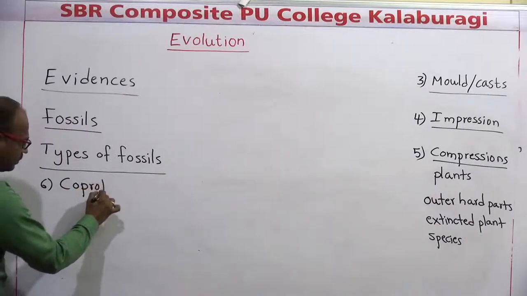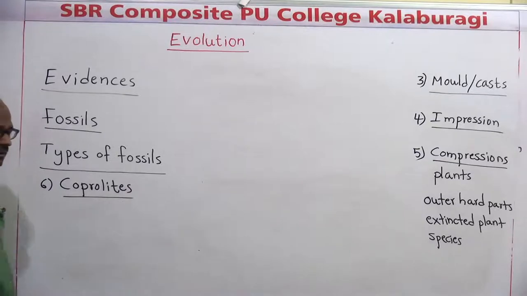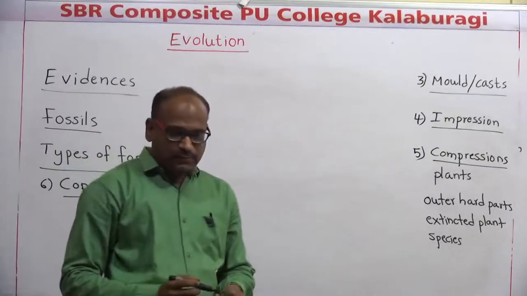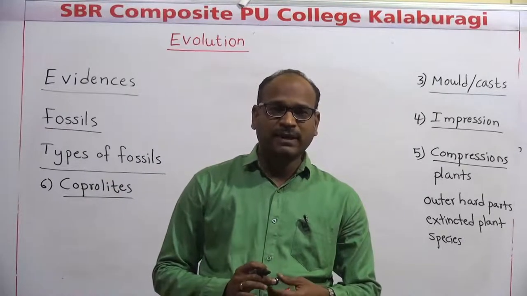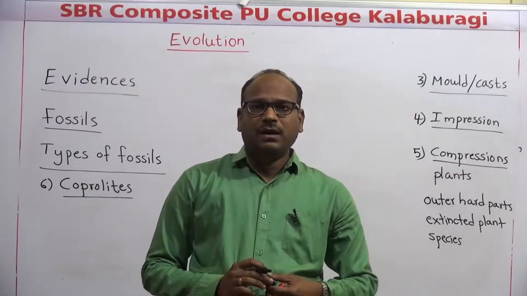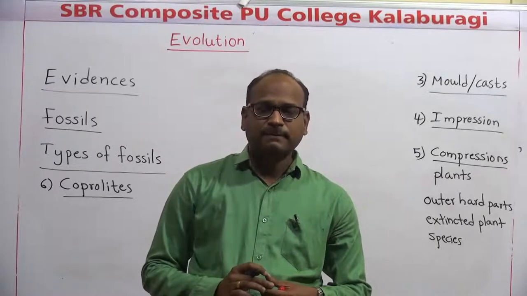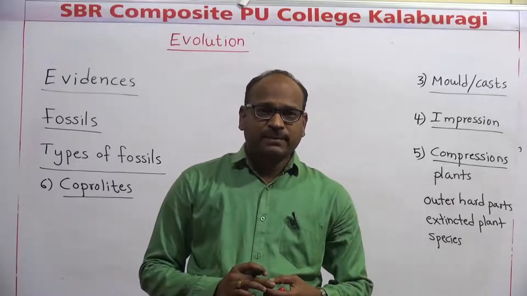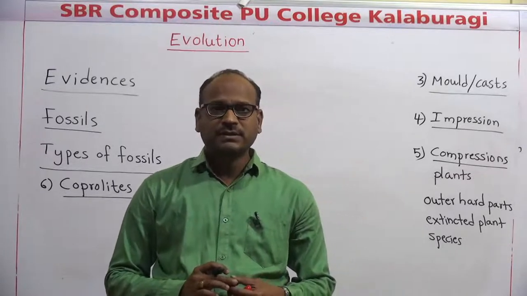Coprolites. If you observe the feces or fecal pellets of different animal species, especially mammals, their shape and size differ a lot from one species to another.